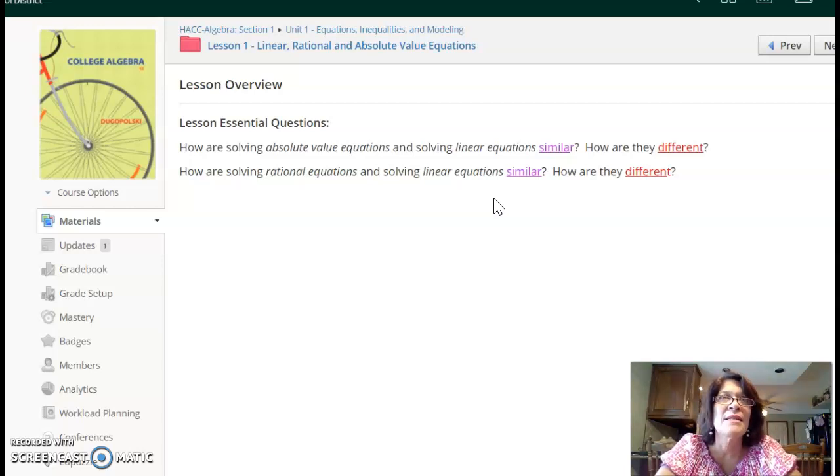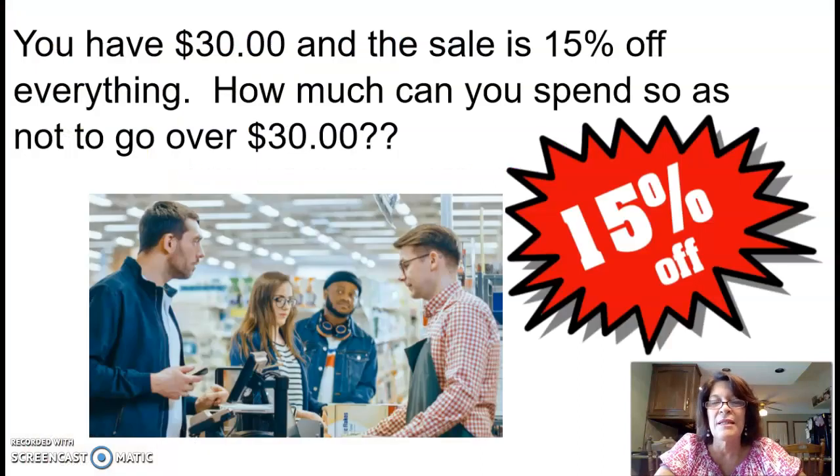I just want to constantly come back to the linear and have you see that there are some similarities in how you solve all different types of equations. So those are the essential questions. Basically, the reason this lesson is important is for some real life applications that we'll be solving in the next lesson, lesson two. But in lesson one, we're just going to be solving equations so that we can model this type of situation.